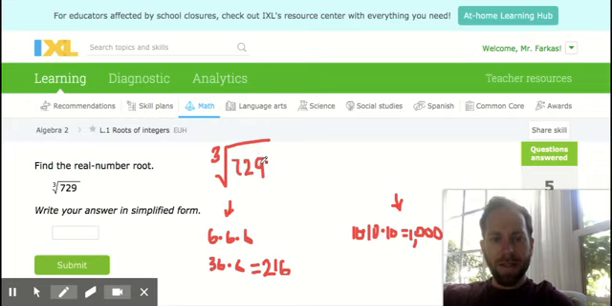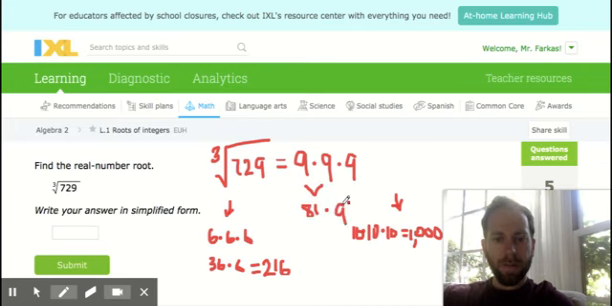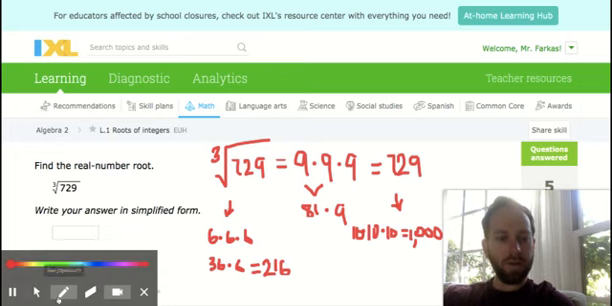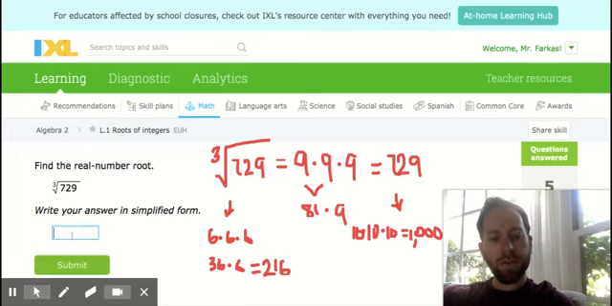And since it ends in a 9, that gives us a hint. Let's try 9 times 9 times 9. 9 times 9 is 81. 81 times 9, let's see, 1 times 9 would be 9. 8 times 9 is 72. That gives us the 72, and then the 1 times 9 gives us the ones place. So 9 times itself 3 times equals 729. The cube root of 729 is 9.